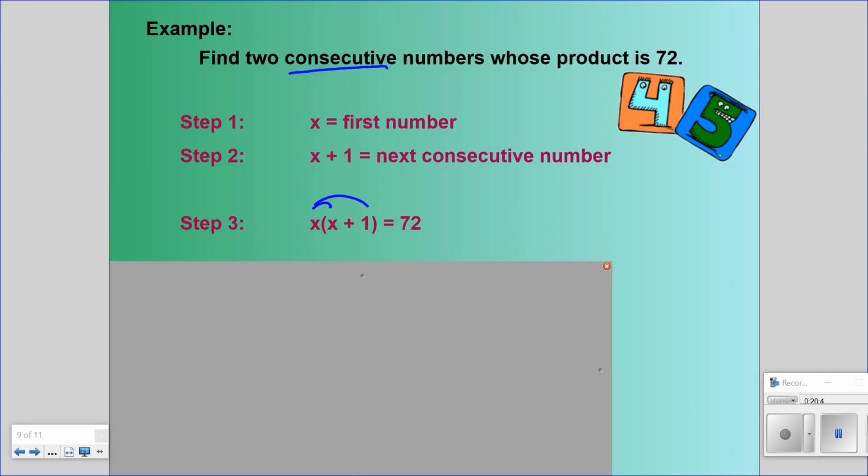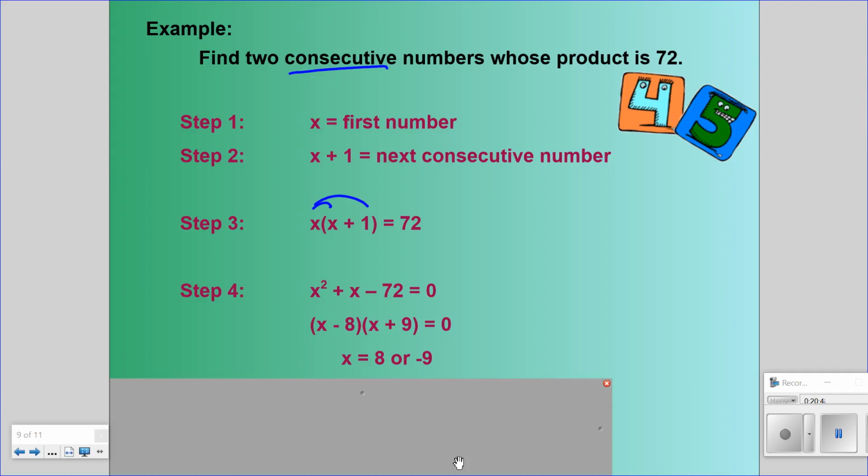We then need to simplify and set equal to 0. From there we factor and find that x equals 8 or negative 9. Now this problem did not specify positive or negative, so actually both solutions could be valid. And so since they're both possible, we're actually going to have 2 potential solutions. So the first would be, what if x is 8? Well, if x is 8, then 8 plus 1 is 9. So one combination of answers is 8 and 9.